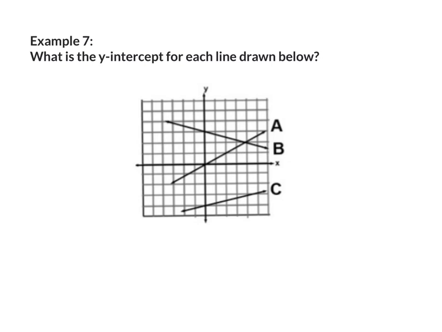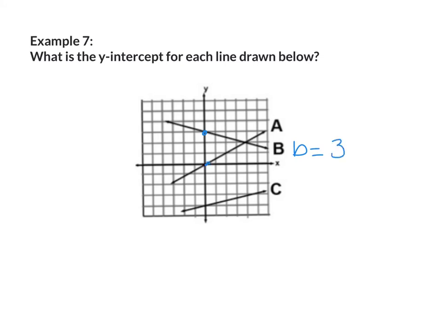Example number 7. What is the y-intercept for each line drawn below? Now remember, the y-intercept crosses on the y-axis. So we're going to start with this one right here. So I notice that that one crosses at 1, 2, 3. So b represents the y-intercept. It crosses at 3. So now let's do the next one.